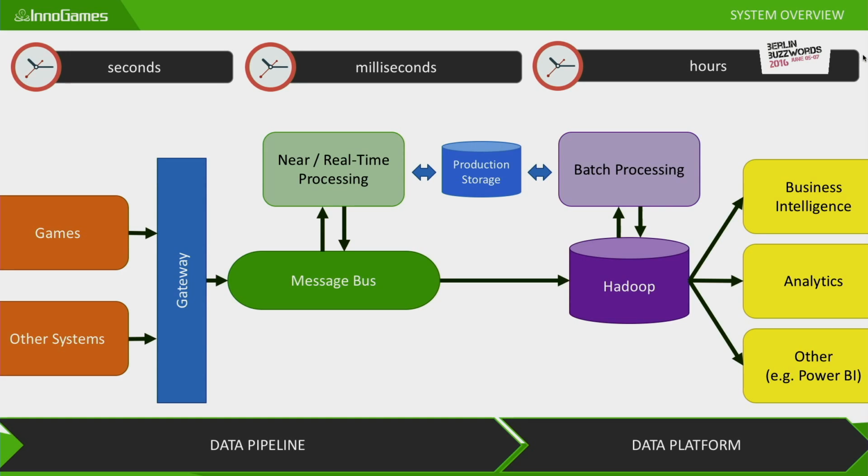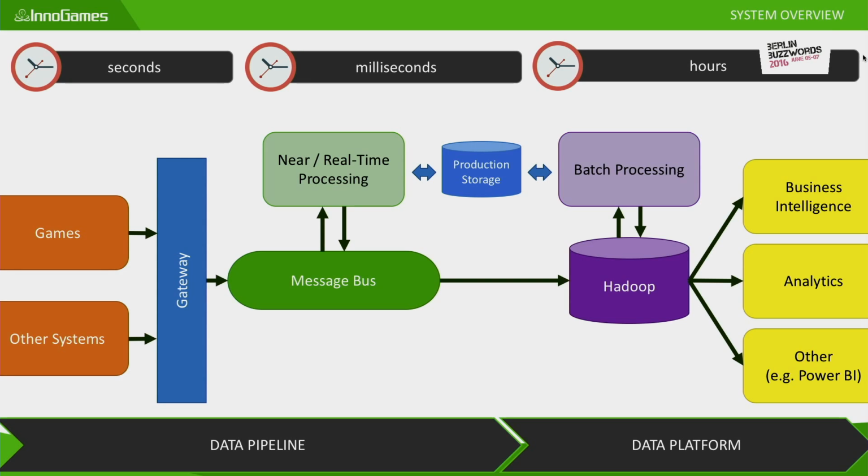On the left side, as you can see, we have games and other systems. They are sending events to a gateway, which is the entry point for the whole system. And then it continues to push those messages into a message bus, and that's where the real-time processing happens. For the real-time processing, we also have a persistence layer that is optimized for write and read performance. So this is our production storage.